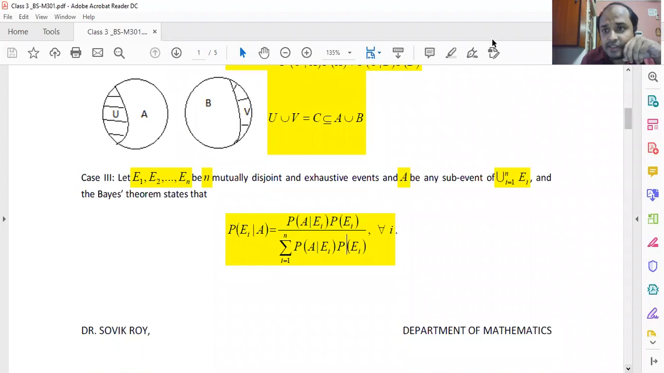Let me save the chat once more. People are writing the roll numbers. Okay, now we are on the safe side.